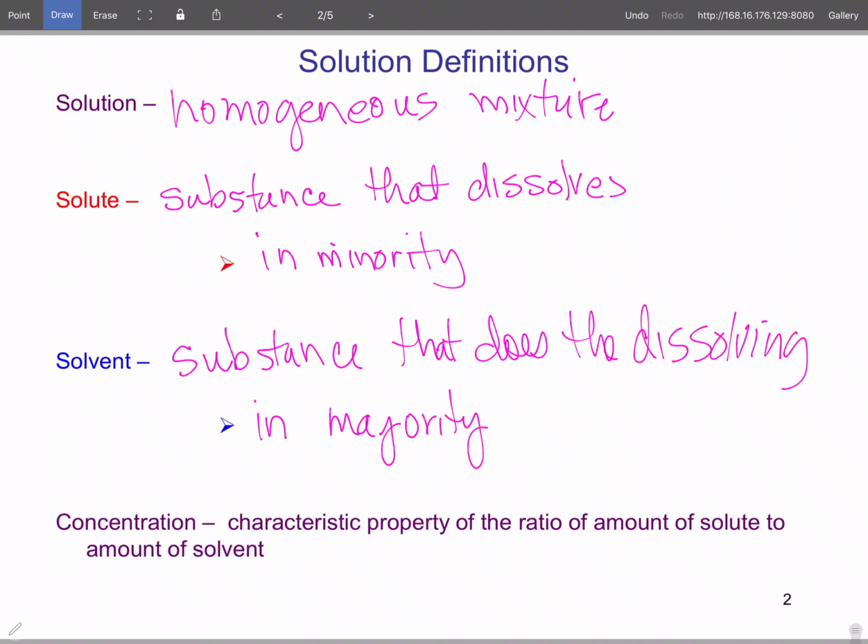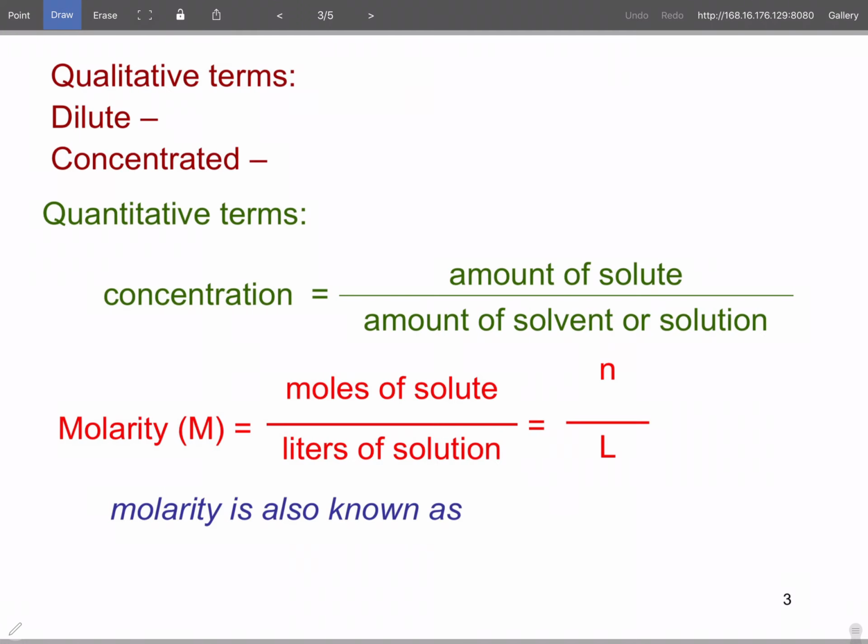So, how do you determine that or classify that or characterize that? Okay, it's concentration, and concentration is a characteristic property, and it's a ratio of the amount of solute to the amount of solvent. Now, there are a variety of concentration units, but we're going to concentrate on one. But before that, you have a general term.